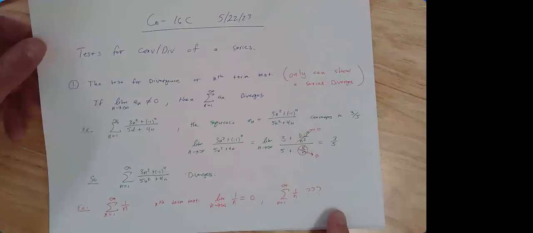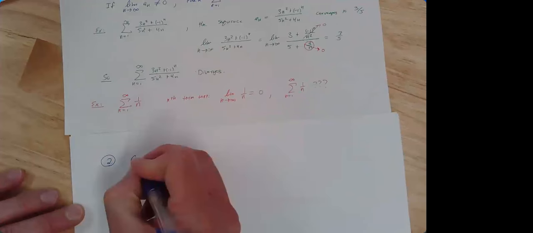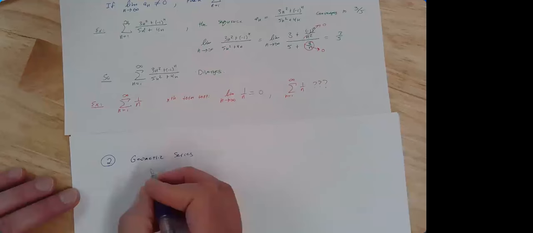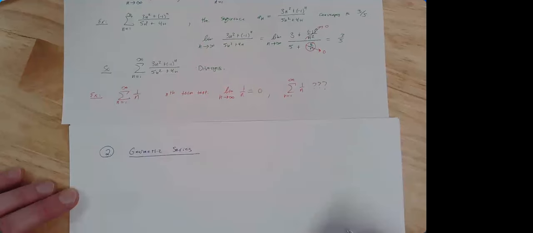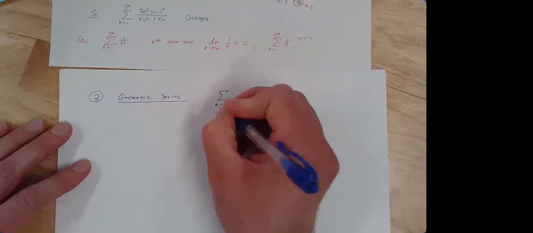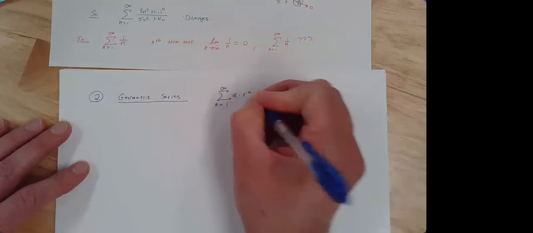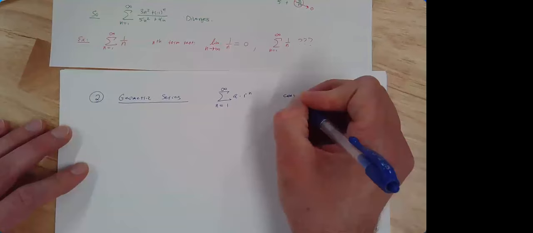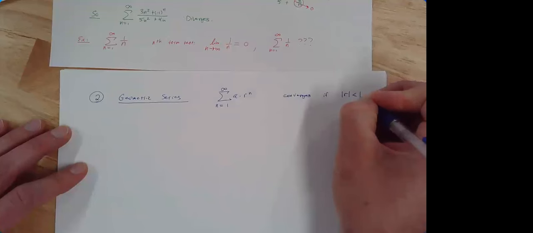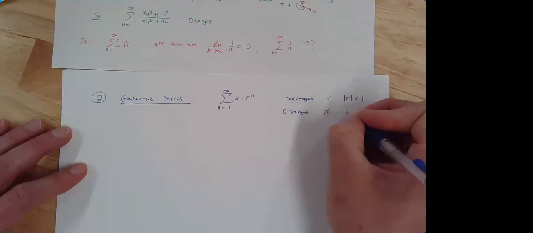So the second test we should have in mind is the geometric series test. Very generally, it looks like this. If the sum from n equals, it doesn't really matter where you start, to infinity, of some a times r to the n, this converges if the absolute value of r is less than 1. This diverges if the absolute value of r is greater than 1.